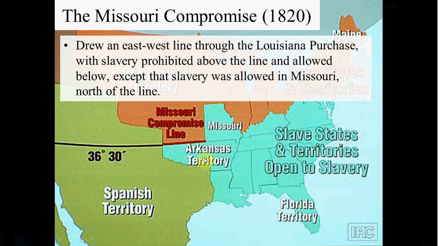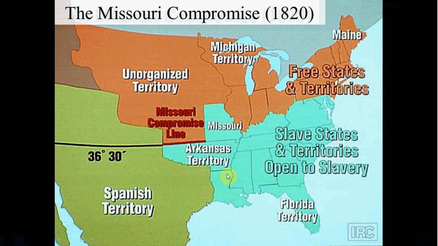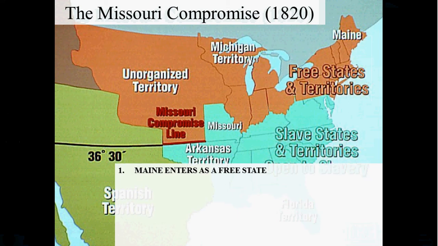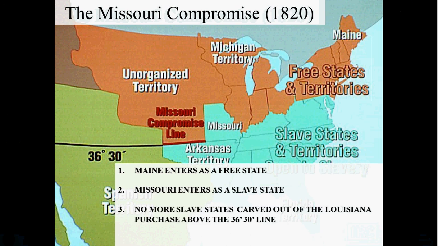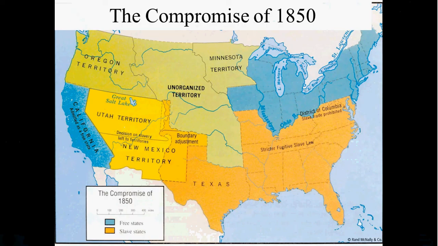Remember that, exception. Above the line, no slavery. Below the line, slavery. Further exception to make things even. Maine enters as a free state. So you got Maine comes in as free. Missouri comes in as slave. It maintains the balance. Do you get it? Okay. Missouri enters as a slave state. No more slave states, as I already said, above 36°30'. And this creates 12 free and 12 slave states. Next is our Compromise of 1850.